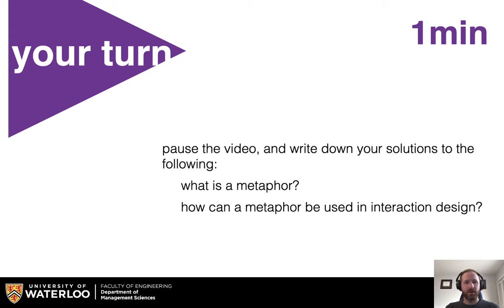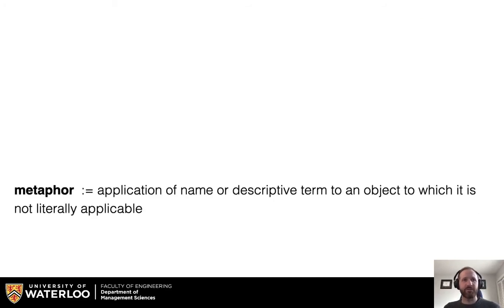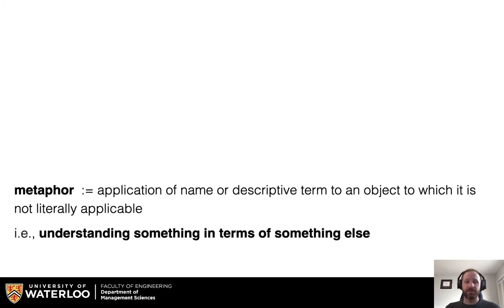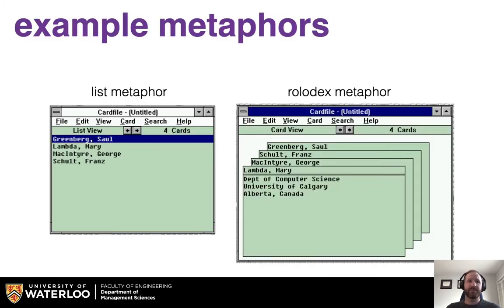All right. Hopefully you've written down what your answers are to these questions. Let's go over my answers. A metaphor is an application of a name or descriptive term to an object to which it is not literally applicable. So another way of understanding this is it's understanding something in terms of something else. For example, you can have a list metaphor.